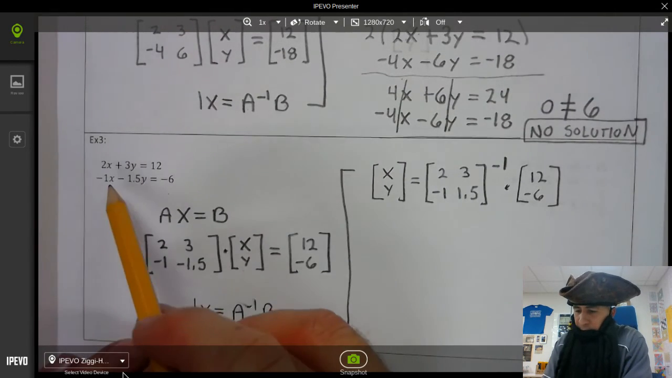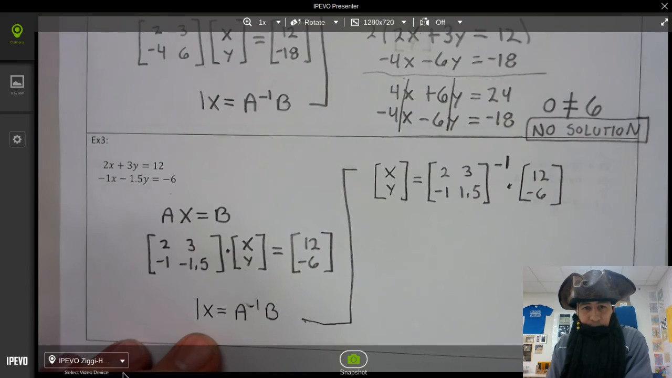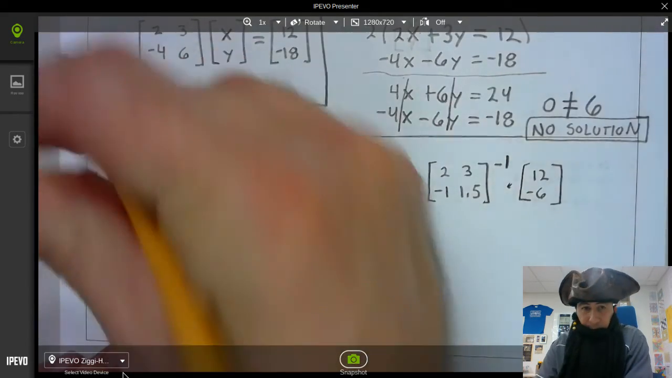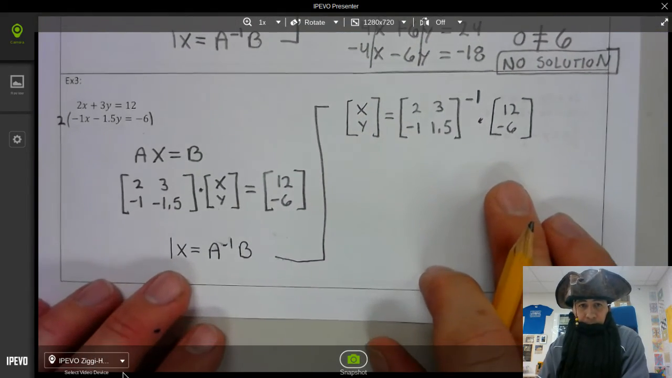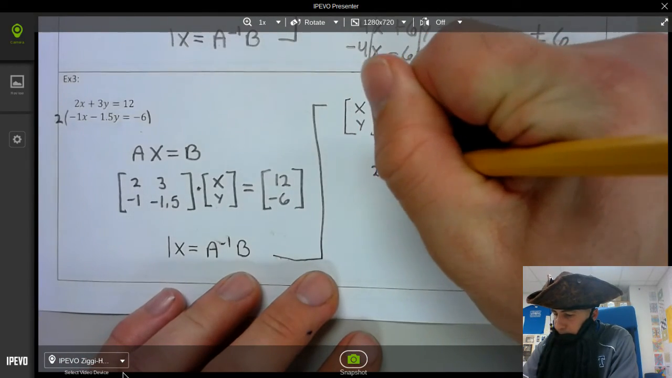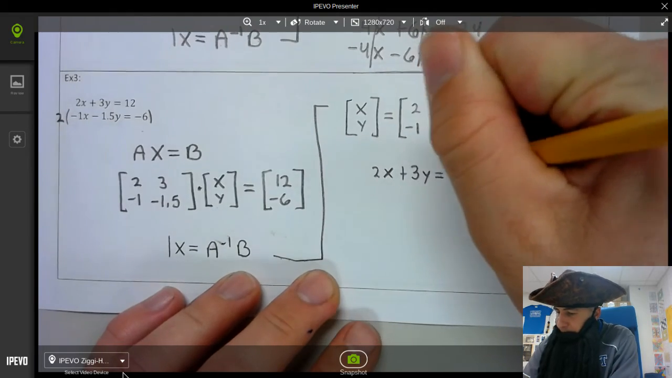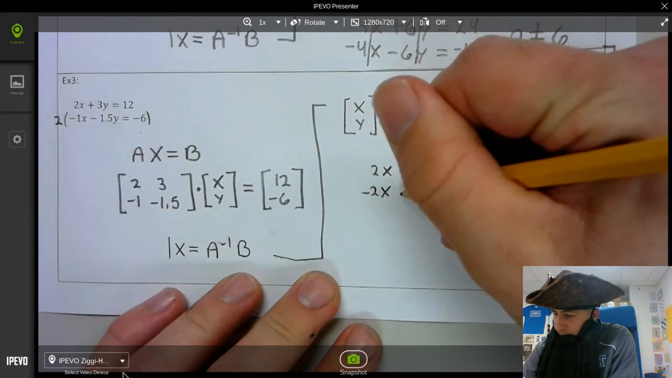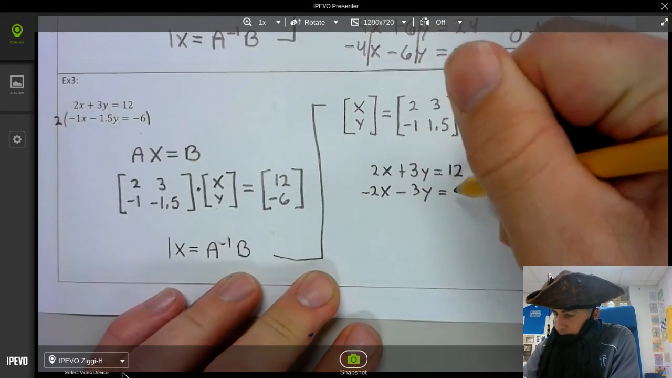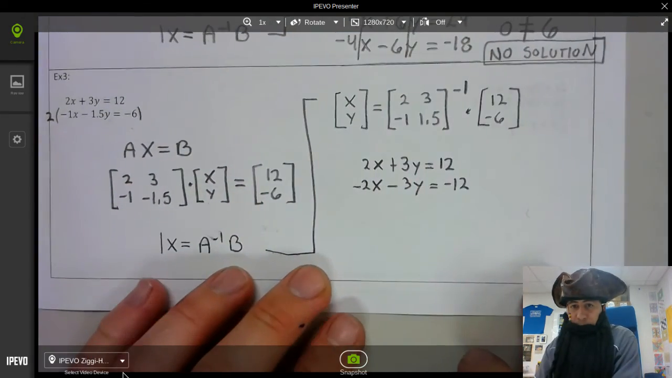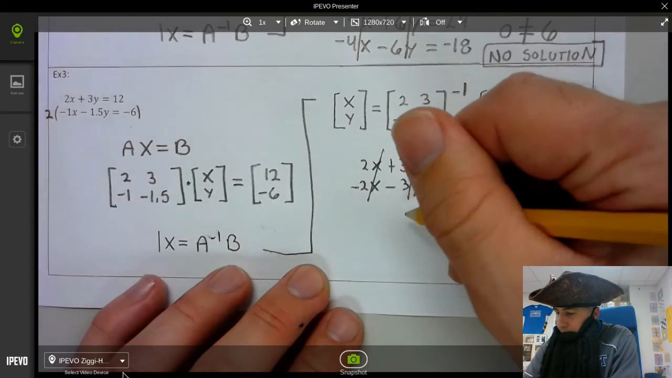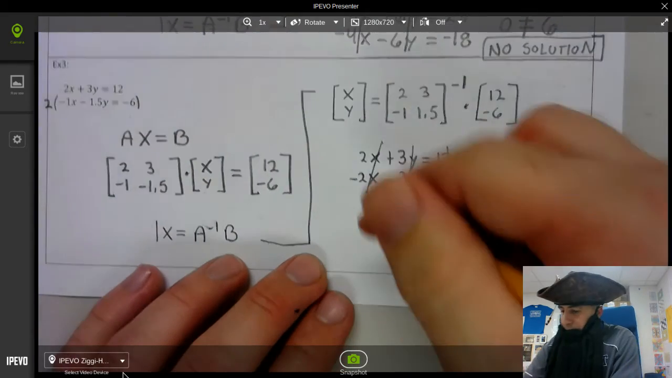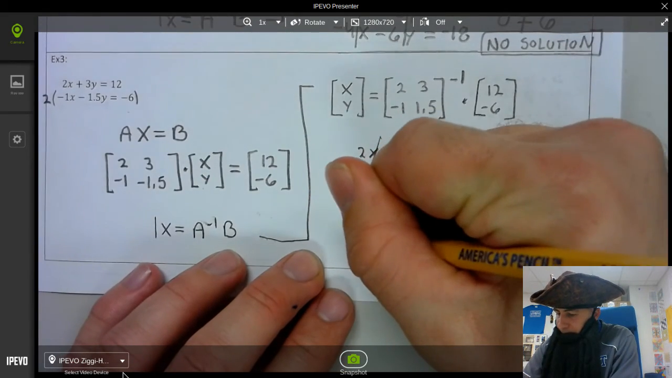And so here you can see that we can do this by elimination. So what we're going to do is multiply the bottom equation by 2. So we have 2x plus 3y equals 12. Then multiply by 2, so that's a negative 2x minus 3y equals negative 12. The x's cancel, the y's cancel, so you're left with 0 equals 0, which we know is infinitely many solutions.